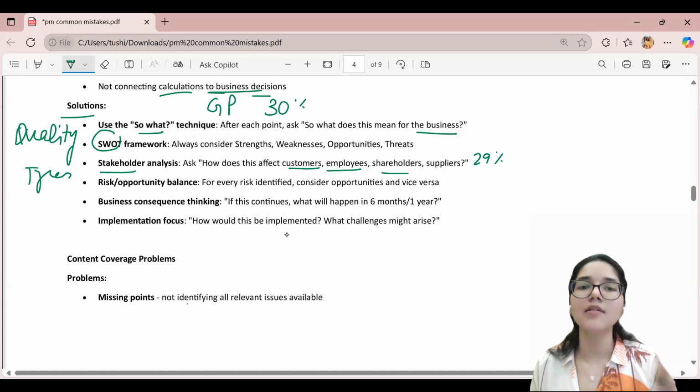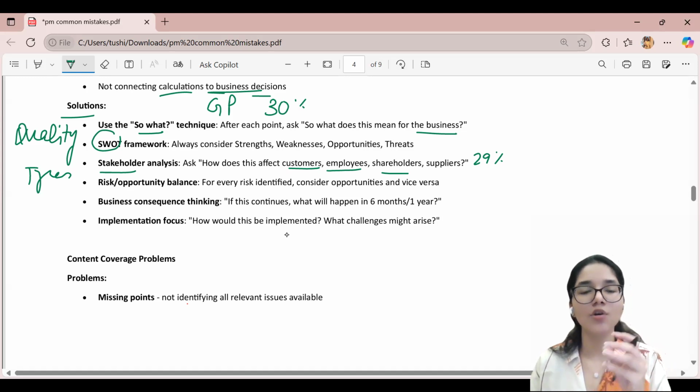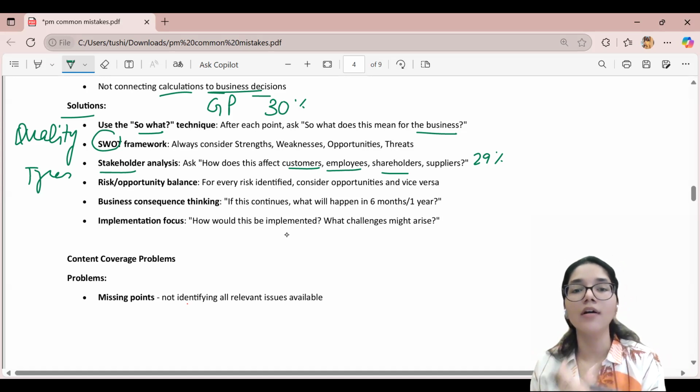So think of the business consequences always: if this thing is going to continue, what will happen in the next 6 months? What will happen after 1 year if things continue happening this way itself? So these are a few techniques, a few solutions which can help you overcome these mistakes of not going into as much depth as possible. In the PM exam, you're given multiple things in the scenario itself by the examiner, where they tell you that this has happened in the company. When you're writing your own answer for the analysis, that information could be used to give a reason for your analysis.